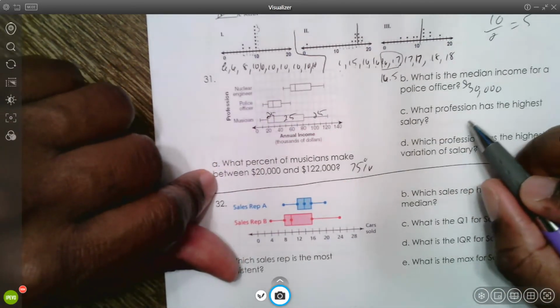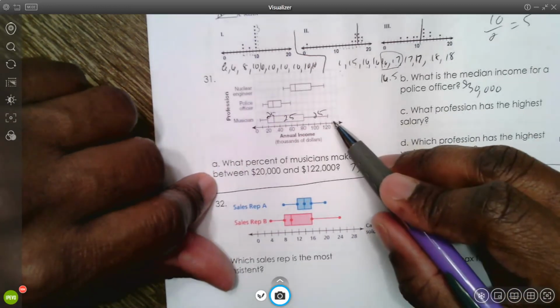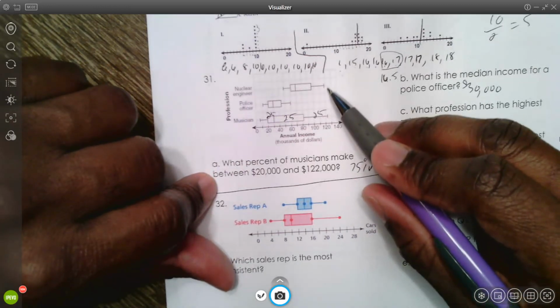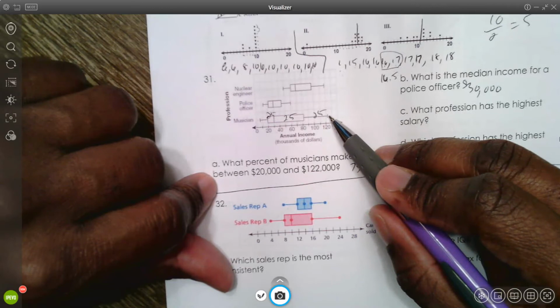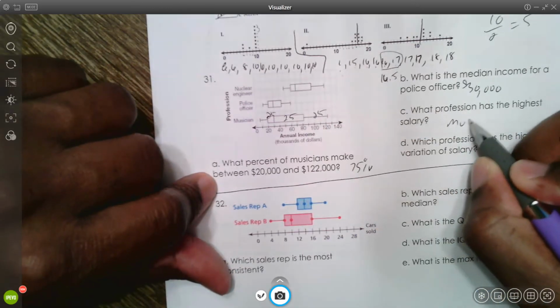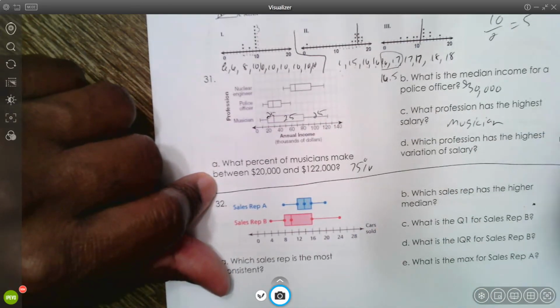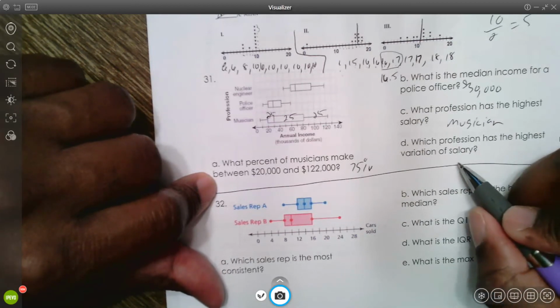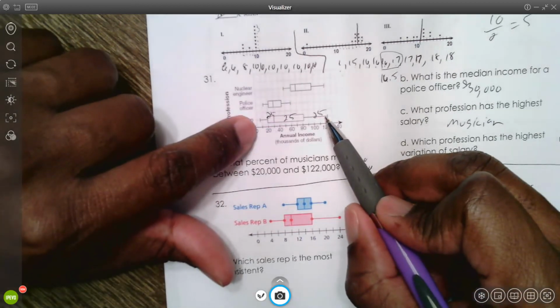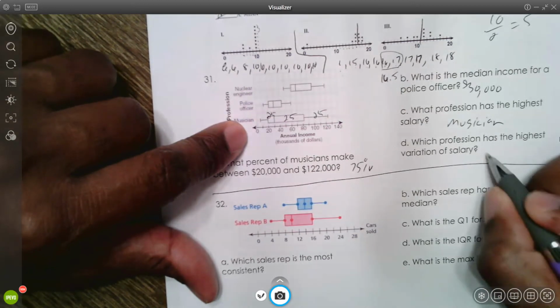So what profession has the highest salary? And it looks to be musicians. It's slightly higher than nuclear engineer. So musician. What profession has the highest variation of salary? So musician clearly has the biggest spread. So it's also a musician.